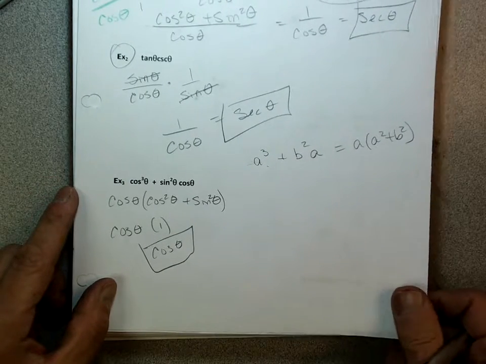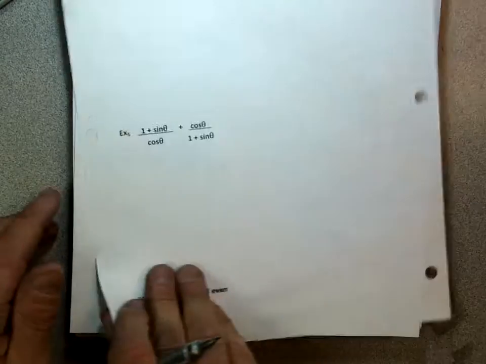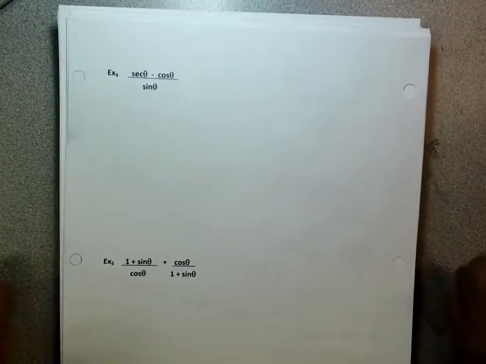Simon, how do you pronounce cosecant? Okay. Should we turn the page? All right, example 4.